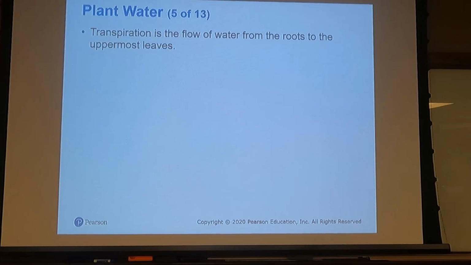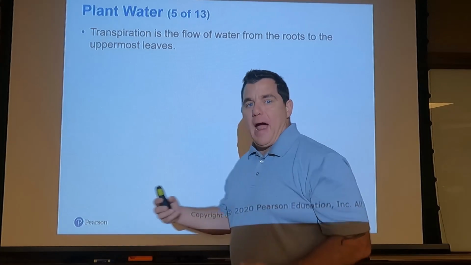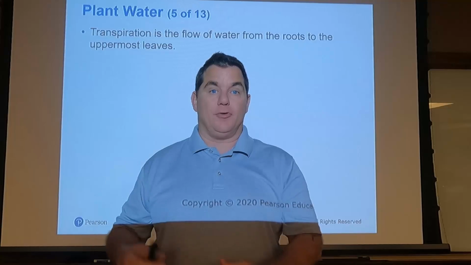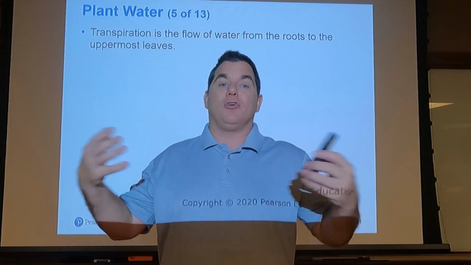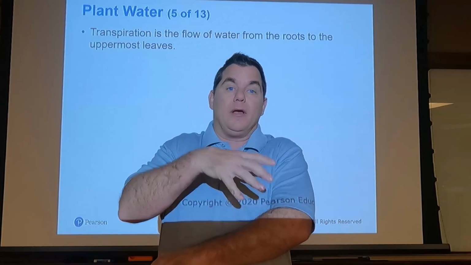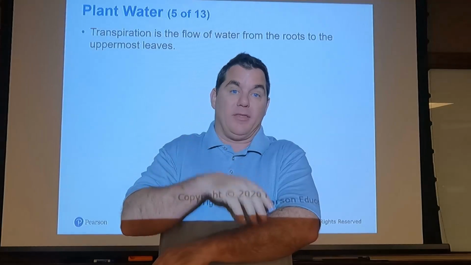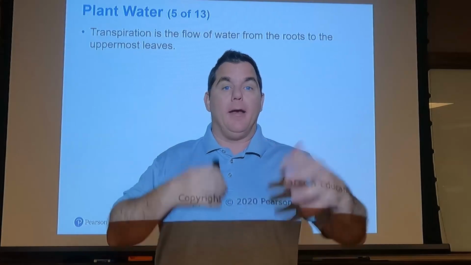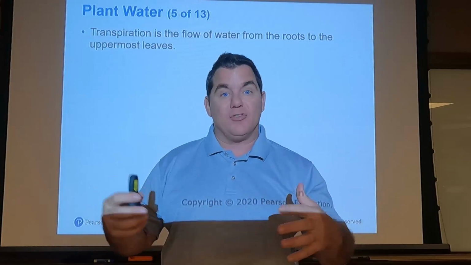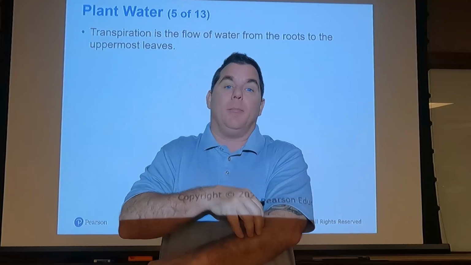So transpiration is going to be the flow of water from the roots to the uppermost leaves. And so this is again kind of the same way that our bodies transpire. As it gets hot, we start to sweat. That water is cooling us down, so we think, right? Even though it's still hot, but the humidity is so much that that sweat actually beads up on our skin.